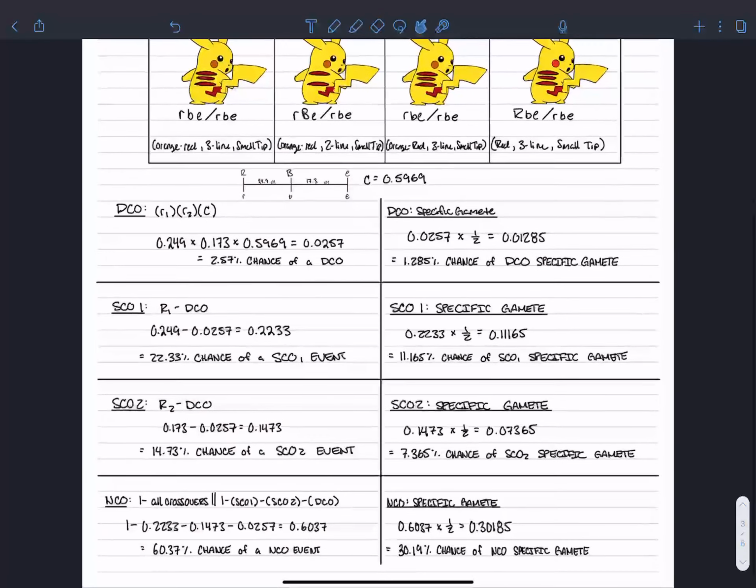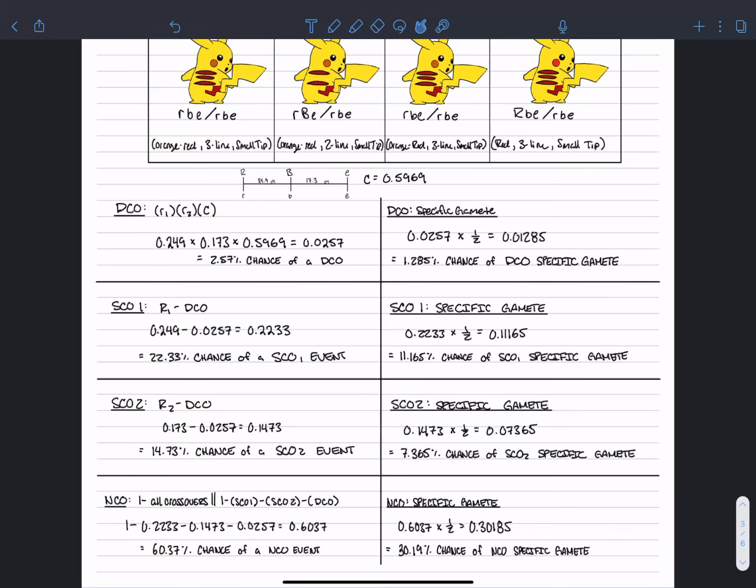And onto the calculations. I've shown all the work for each scenario that could have taken place, but for the purposes of this exam, I'm only going to be reviewing DCO and SCO1 calculations. To calculate DCO, I multiplied the R1 measurement 0.249 by the R2 measurement 0.173 and the C value 0.5969, keeping in mind that the distances between loci are directly proportional to the probability of a crossover happening at that spot.